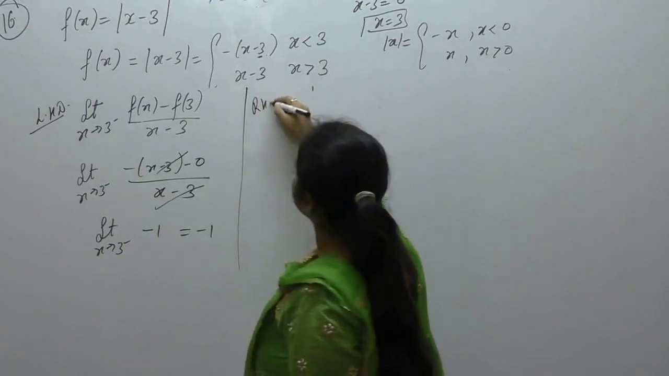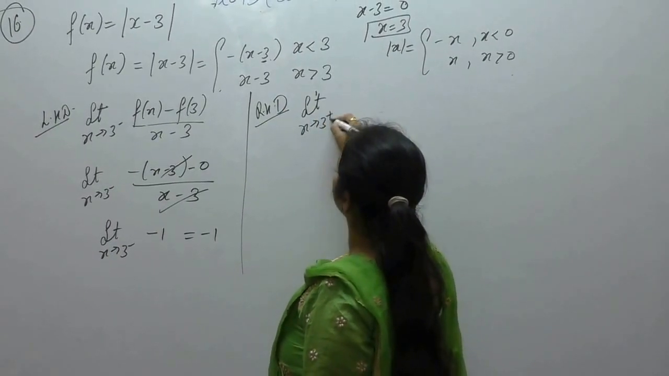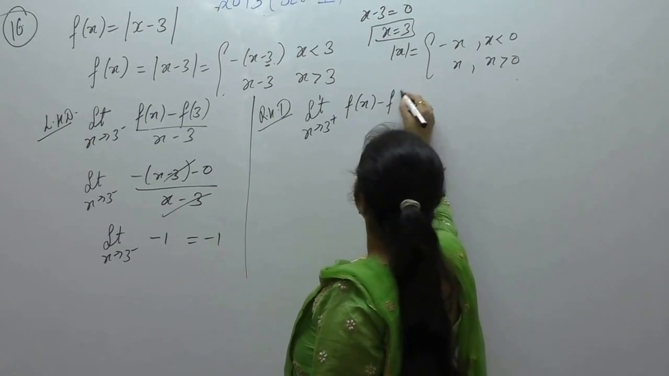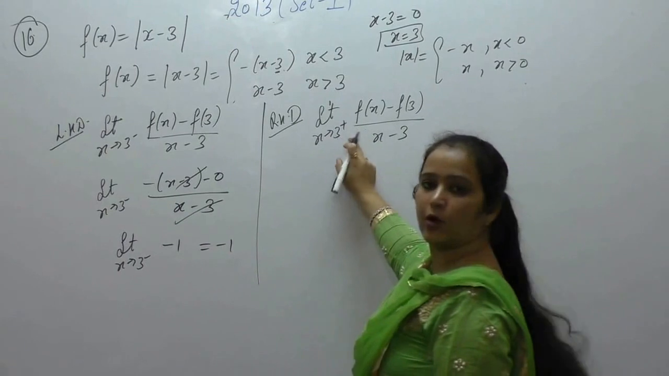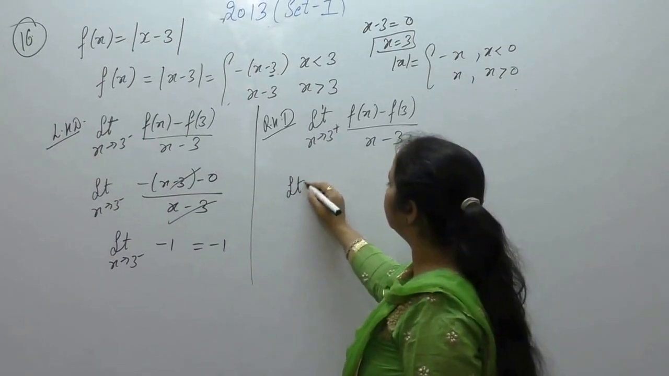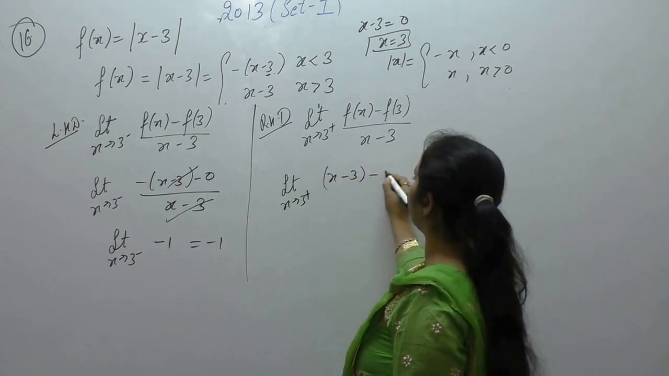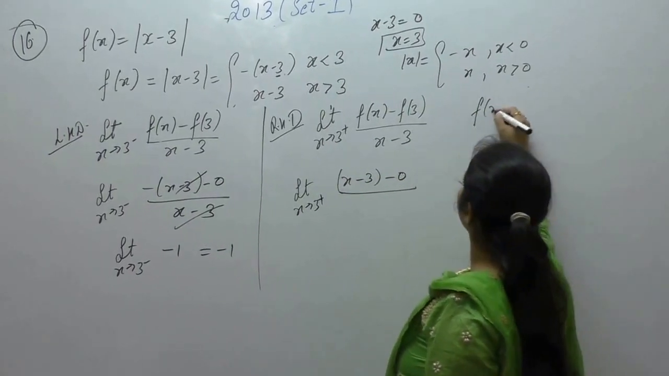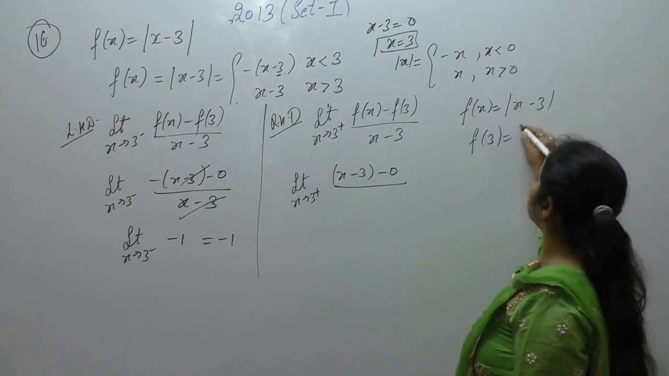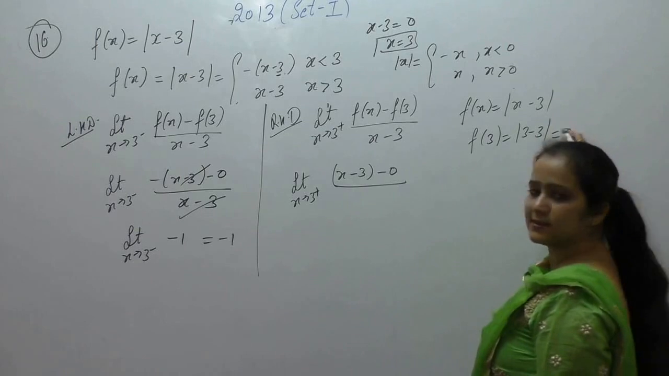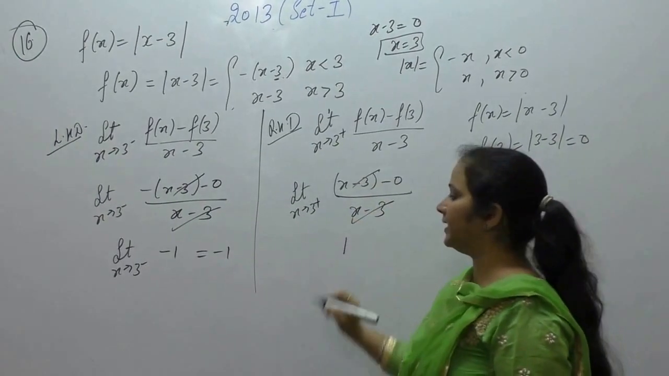Now for the right hand derivative, limit x tends to 3 positive, f of x minus f of 3, x minus 3. Now when the right hand limit, function has positive value x minus 3, f of 3 is 0. Since f of x is equals to modulus of x minus 3, so f of 3 is 3 minus 3, 0. Now x minus 3, it will get cancelled, so we get 1.